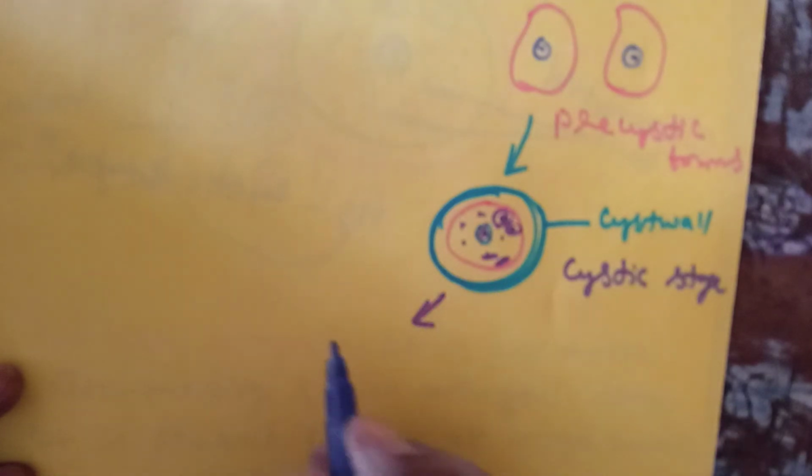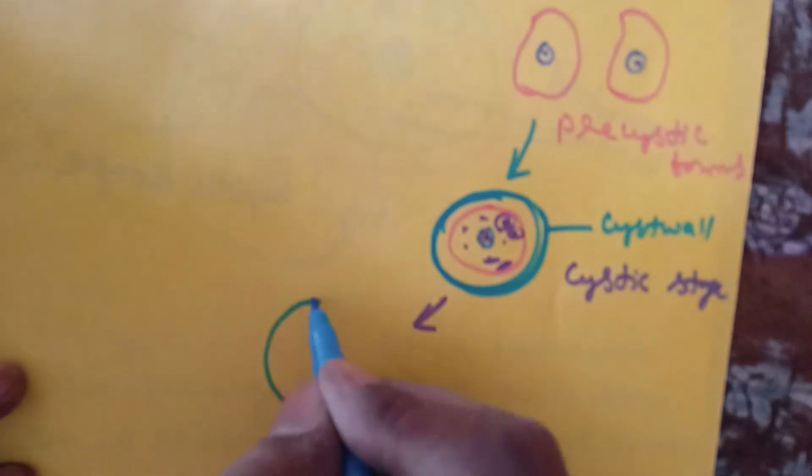And food material is stored in the form of glycogen and chromatoid bars. And finally this is called the cystic stage. This cystic stage can divide, the nucleus dividing in two steps. One division first.